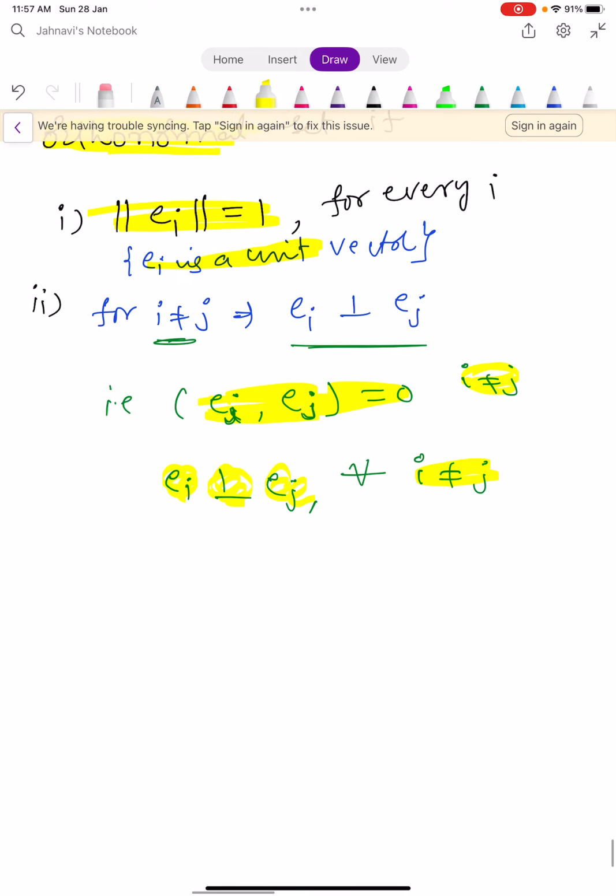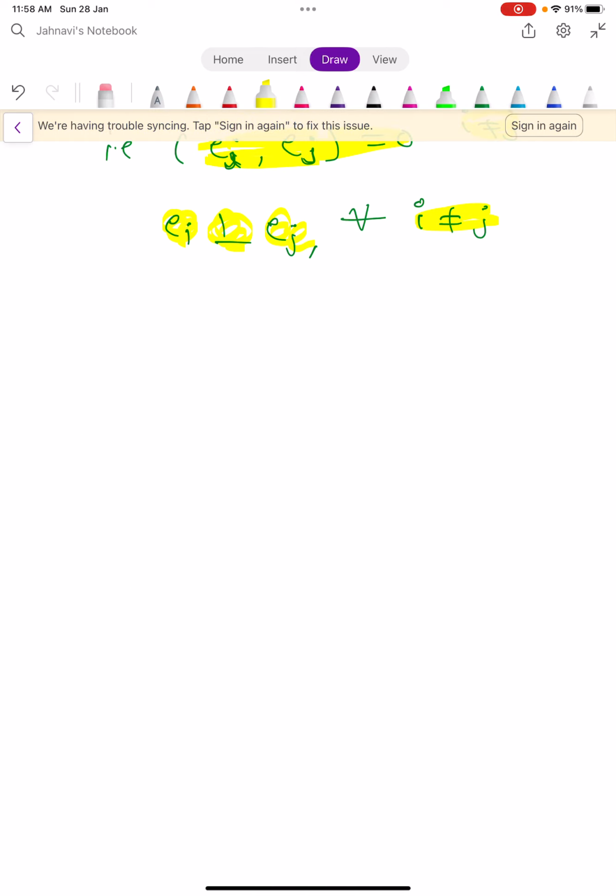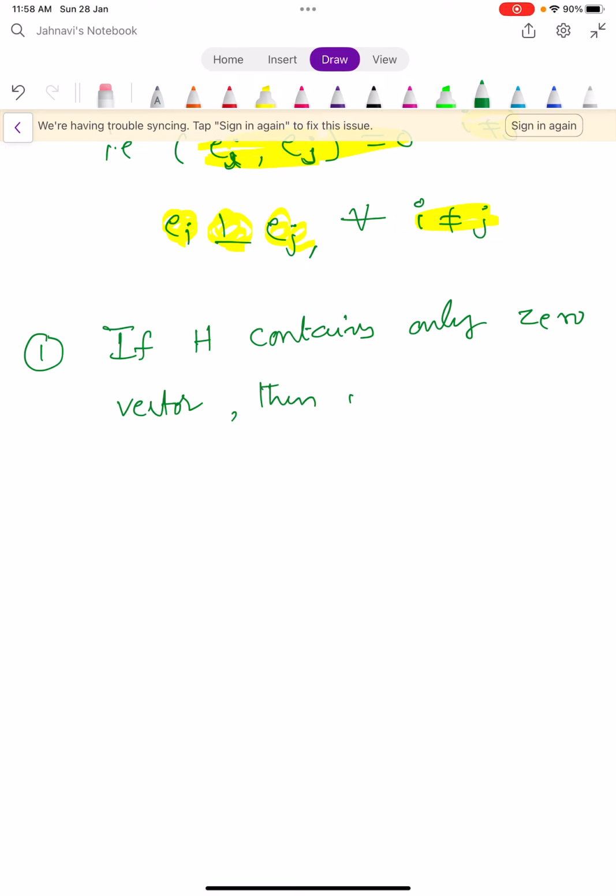That's it. So here you remember some important points. Let us see one by one. The first one: if the Hilbert space H contains only the 0 vector, then it has no orthonormal sets. So H has no orthonormal subsets. You observe that an orthonormal set does not contain the 0 vector. That is the point.